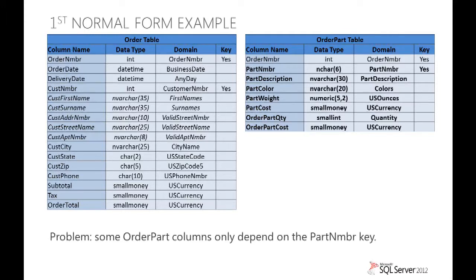The part description, color, weight, and cost columns only depend on part number. They don't really depend on order number. And that means if I leave those columns in the order part table, I have to duplicate those values for every order that references the part. So I'm going to start increasing my data redundancy problems and make it harder for the database engine to wade through all the data to find the right answers. So I really need to pull those over into another table.